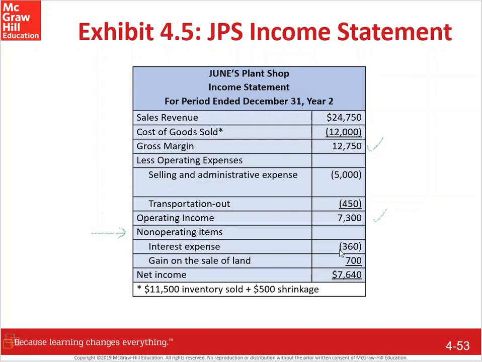So non-operating items will include gains and losses and interest, and whether that's interest revenue or interest expense. So here we have our interest expense, and we have our gain on sale of land. So we deal with those separately down below, and we arrive at our net income of $7,640. So it's a multi-step income statement. It's still revenue minus expense overall, but we've organized things a little bit, taking a pit stop at gross margin, arriving at our operating income, and then we deal with what's called non-operating items, which again are gains and losses and interest, whether it's revenue or expense.